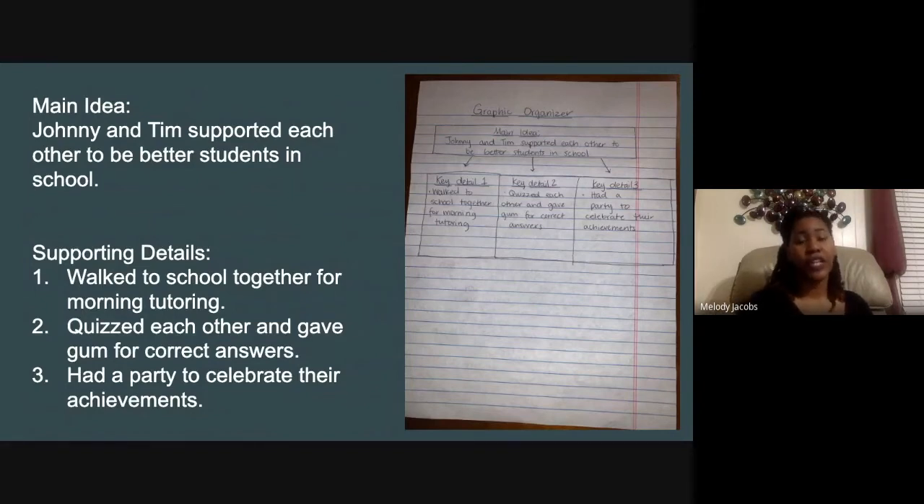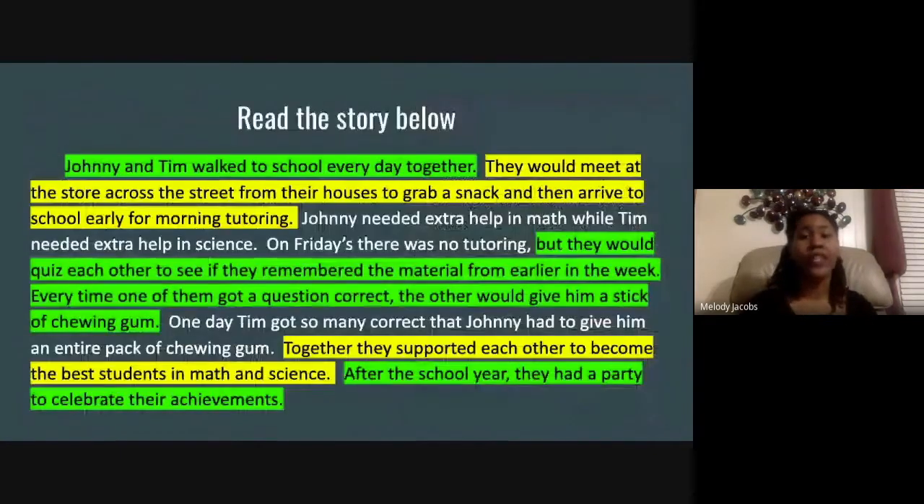So if we look at the story, we can see where these things occur. In green, I've highlighted the supporting details, while in yellow, I have highlighted the main idea. It is okay sometimes to combine different elements of the story so that you're reaching the necessary wording to have your main idea and key details as short as possible.